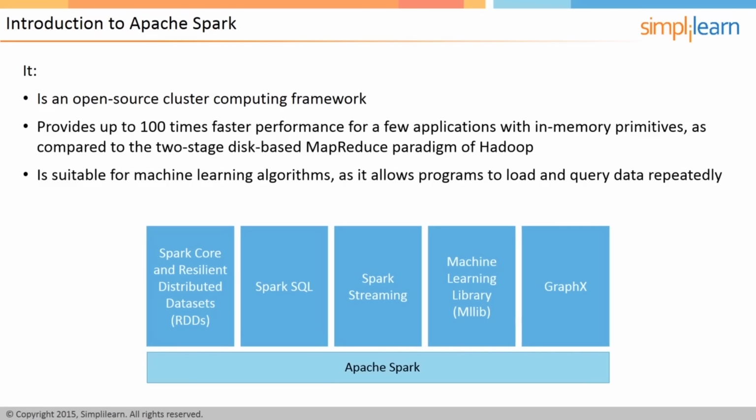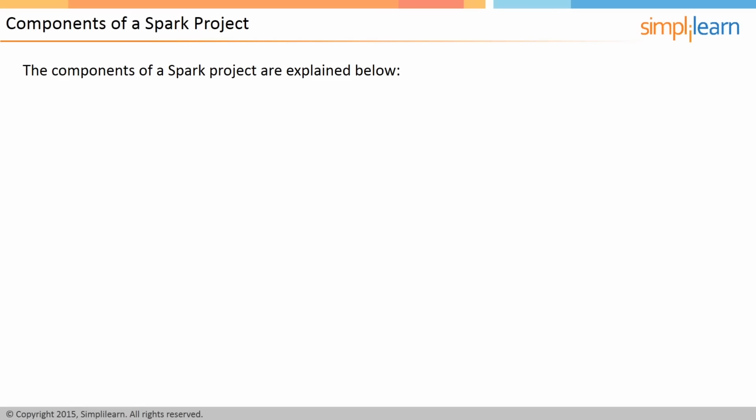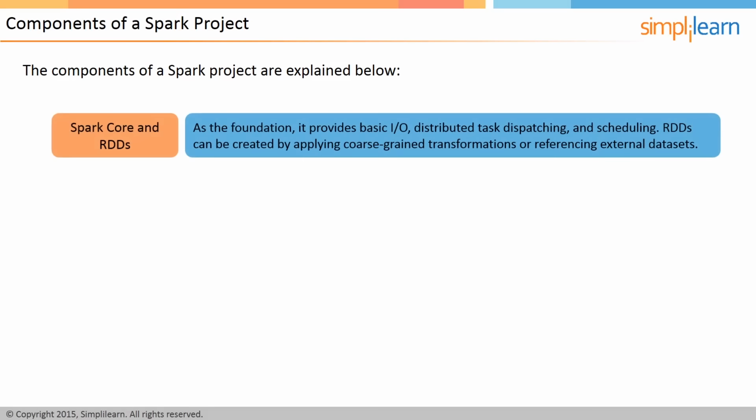The first component is Spark Core and RDDs, which is the foundation of the entire project. It provides basic input-output functionalities, distributed task dispatching, and scheduling. RDD is the basic programming abstraction and is a collection of data that is partitioned across machines logically. These can be created by applying coarse-grained transformations on the existing RDDs or by referencing external datasets. The examples of these transformations are reduce, join, filter, and map.